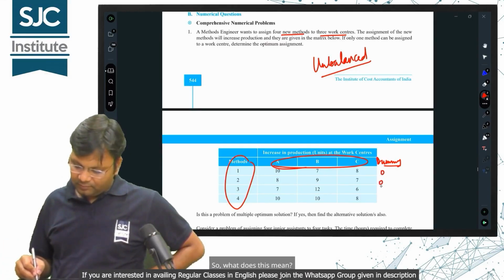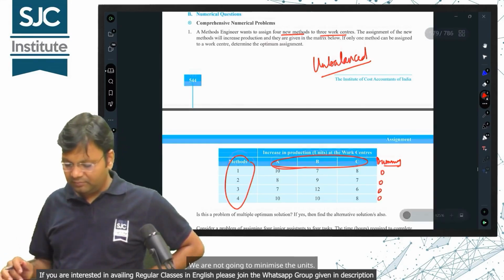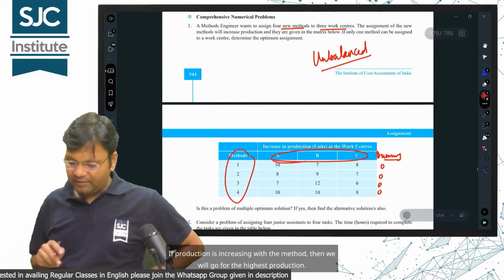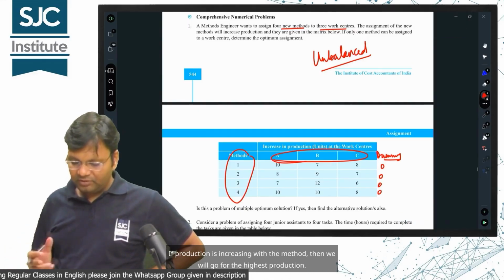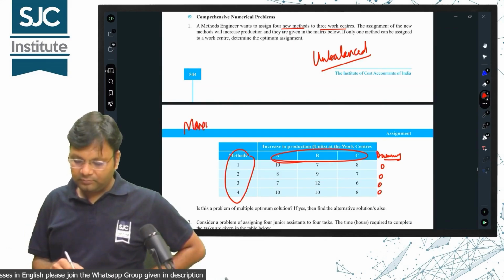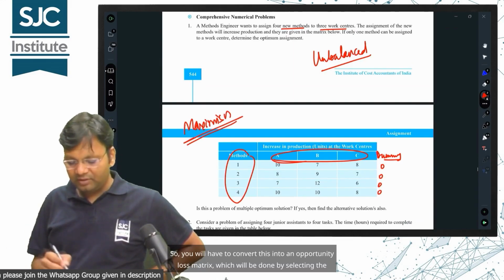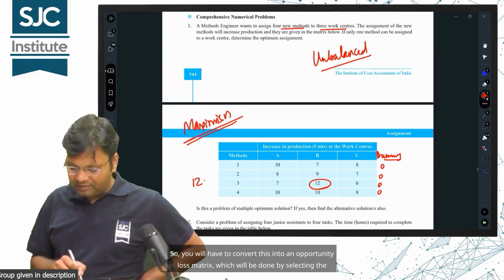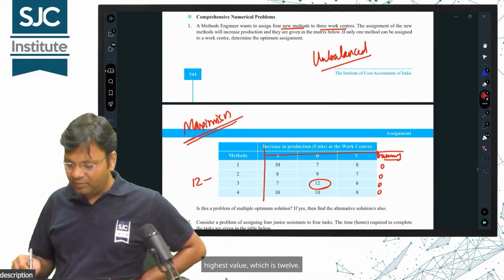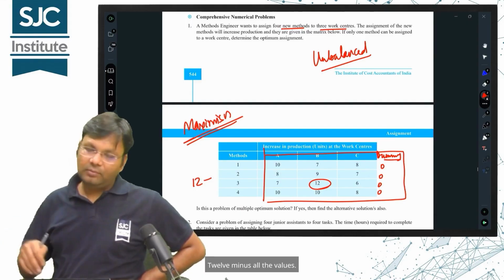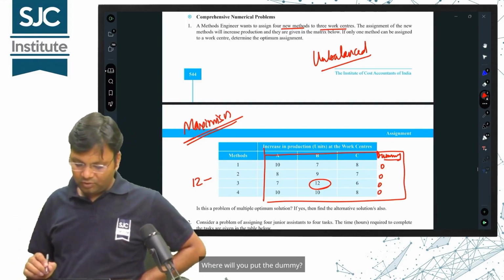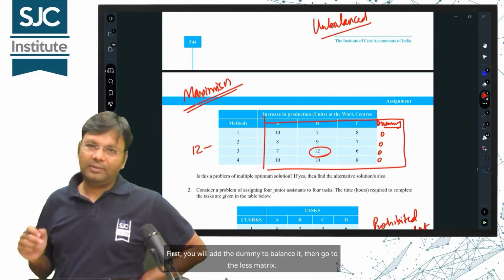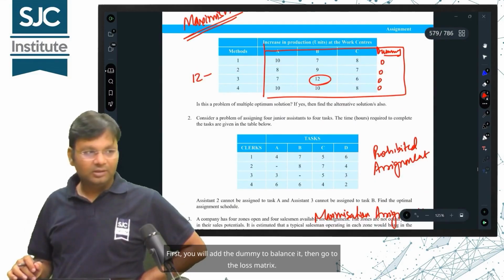So, this is given in the context of increasing production. So, what does this mean? This is a question of maximization. We are not going to minimize the units. If production is increasing with the method, then we will go for the highest production. So, this is a maximization problem. So, you will have to convert this into an opportunity loss matrix, which will be done by selecting the highest value, which is 12. 12 minus all the values. Where will you put the dummy? You will put the dummy in the original matrix. First, you will add the dummy to balance it, then go to the loss matrix.